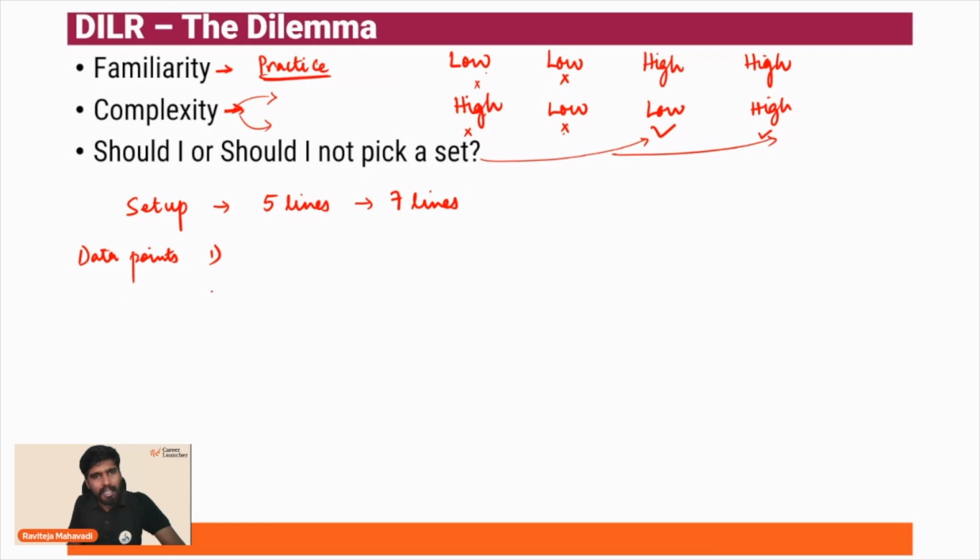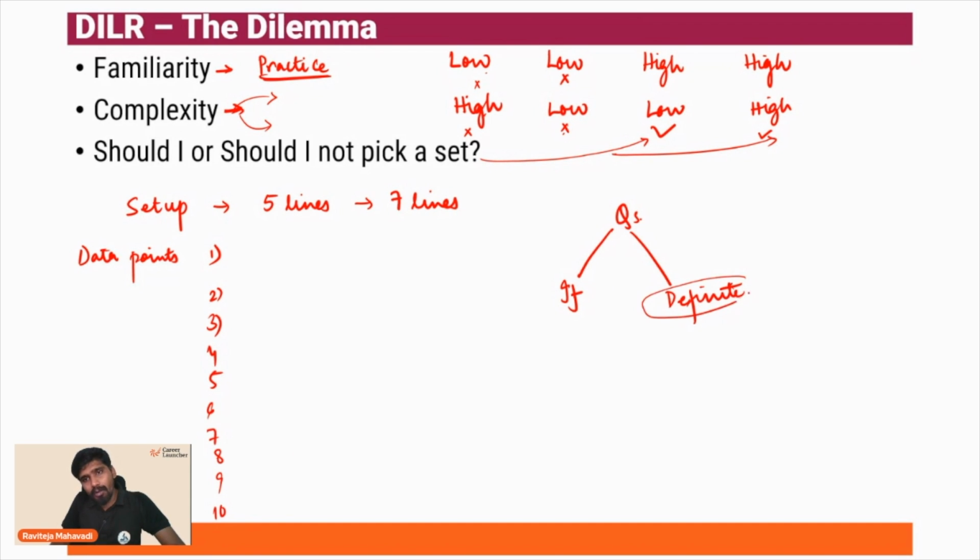There are 10 data points, right? And then there are questions. Now questions can be two types. There can be an if question or a definite answer question. Even in this options-wale question, there may be a choice called cannot be determined. Again, that is not my friend, right?